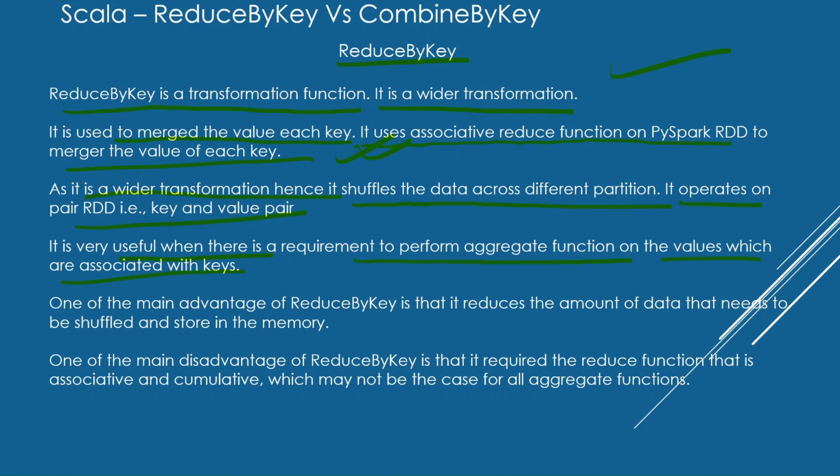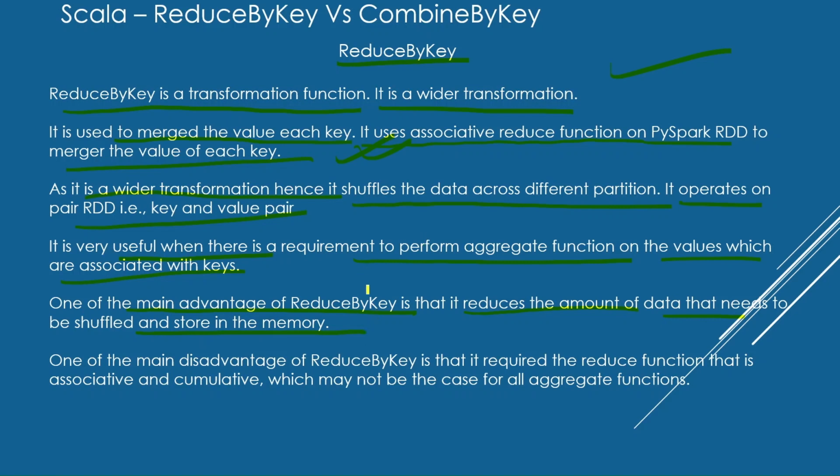So suppose we want to calculate the sum, or we want to figure out the minimum value or the maximum value, which are associated at a per key level. Associated with per key level, which is very important to understand. So with the help of reduceByKey, we are able to figure those out. One of the main advantages of reduceByKey is that it reduces the amount of data that needs to be shuffled and stored, and that is able to be stored in memory.